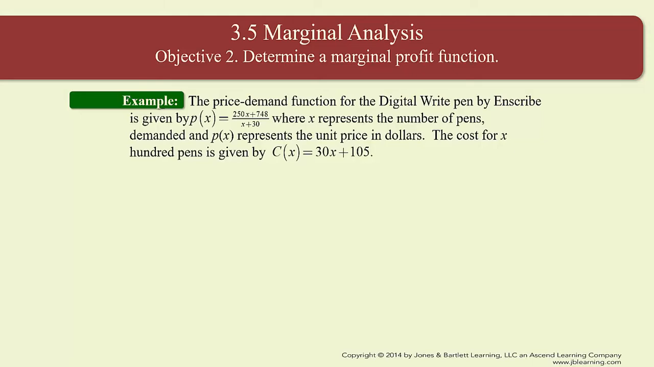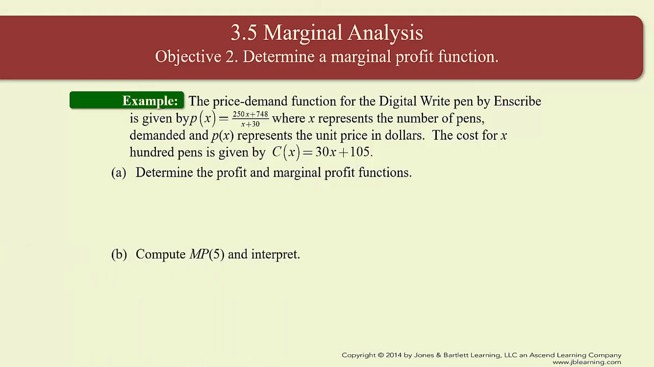So what we're going to do is determine in part A the profit function and the marginal profit function. We're going to have a little bit of work to do in coming up with the profit function. And then once we have the profit function, we know the derivative of the profit function is the marginal profit function. And then in part B, we're going to compute the marginal profit at 5, and we're going to interpret that. So let's head off to the board and work through this example.